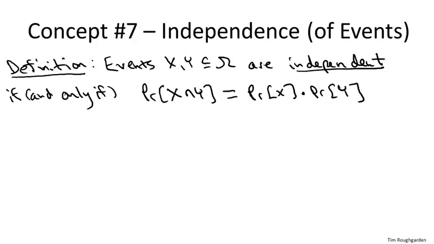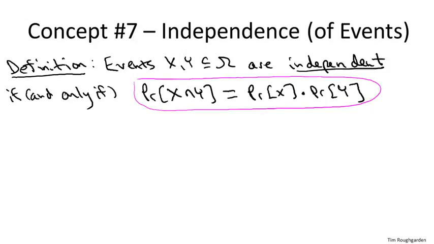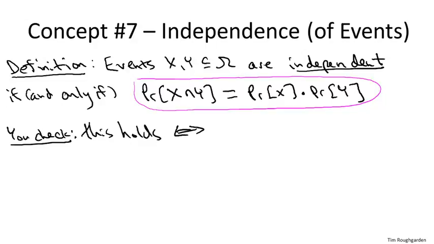Let me rephrase it in a way that is even more intuitive. I'll let you check this, it's just some trivial algebra. This equation holds for the events X and Y if and only if, using the definition of conditional probability from the last slide, the probability of X given Y is exactly the same thing as the probability of X. So intuitively, knowing that Y happened gives you no information about the probability that X happens. That's the sense in which X and Y are independent.